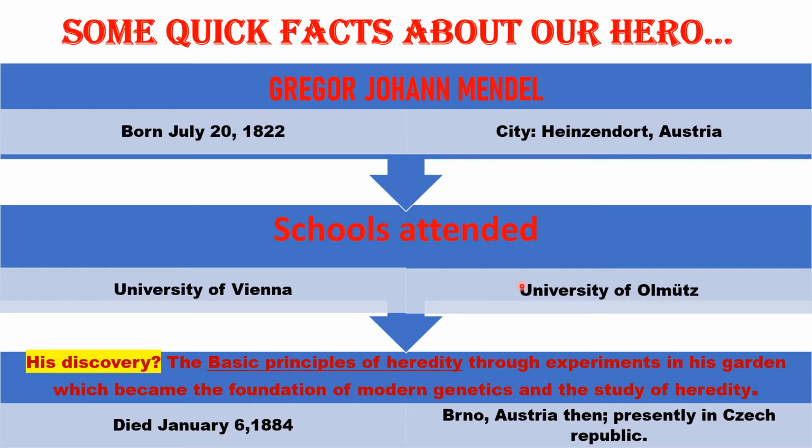Mendel discovered the basic principles of heredity through his experiment in his garden, which has become the foundation of modern genetics and the study of heredity. Sadly, Mendel died January 6, 1884 in the city of Brno. This was in Austria then, but presently in Czech Republic.